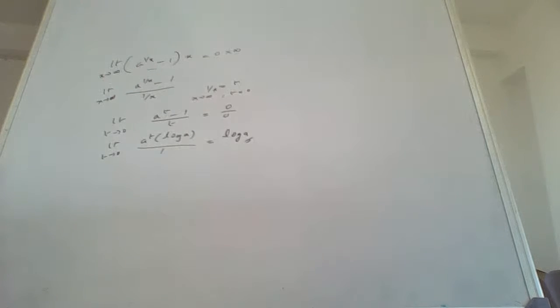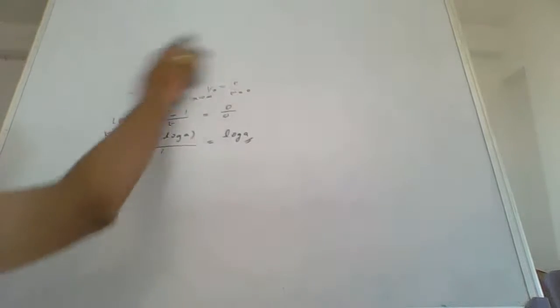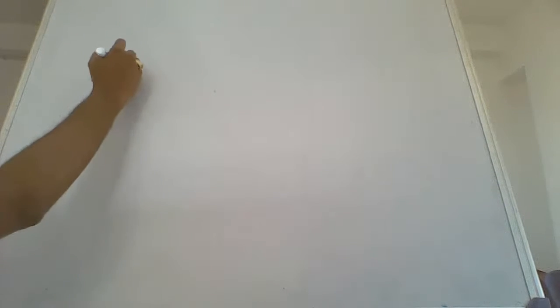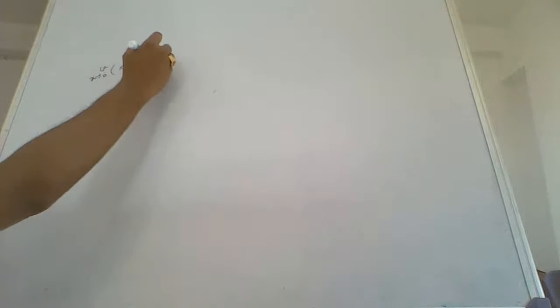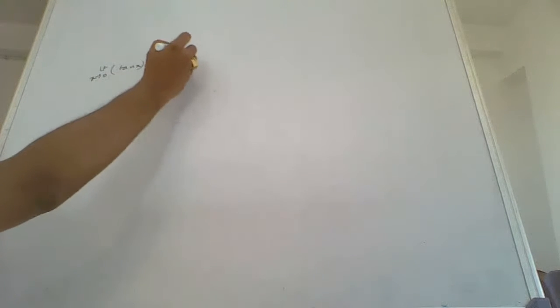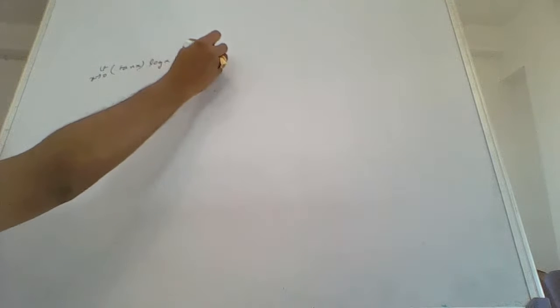Let me try to solve another problem here. Now, if I take limit as x tends to 0 of tan x into log x, if I put 0, this is 0 multiplied with minus infinity. So this is what I get.